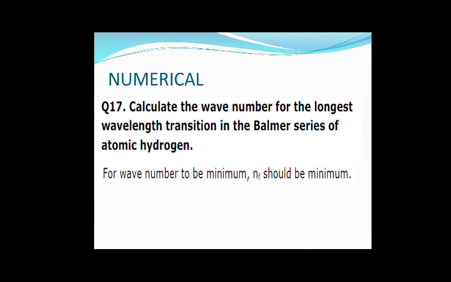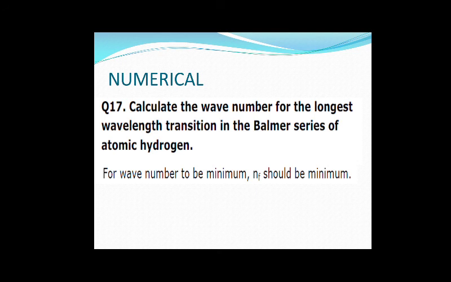Next numerical now. Calculate the wave number for the longest wavelength transition in the Balmer series of hydrogen atom. For the Balmer series, the n1 value has already been given. What is the n1 value? That is 2. To calculate the wave number, you know the formula. What was the formula? Wave number nu bar is equal to RH, the Rydberg constant, 109677, into 1 by n1 square minus 1 by n2 square.